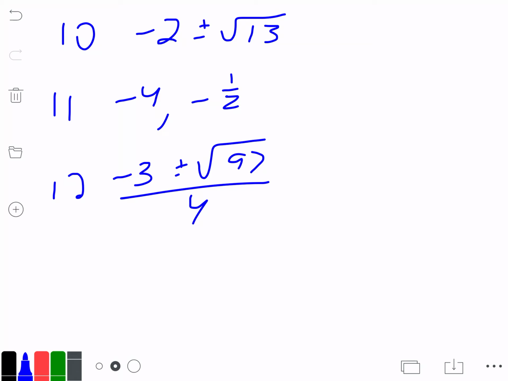And then for number 12, you're going to get negative 3 plus or minus the square root of 97, divided by 4. And if you want to go over any of those problems at any time, please reach out to me and I can help you out with those.